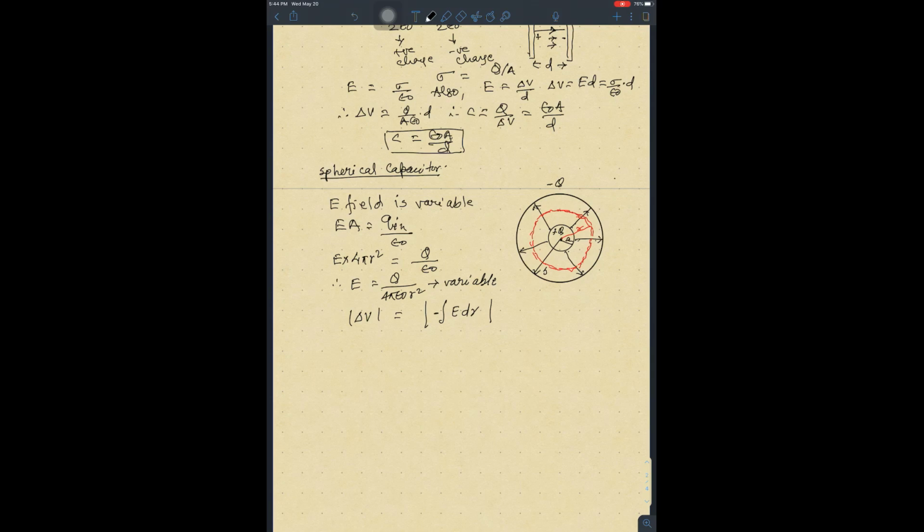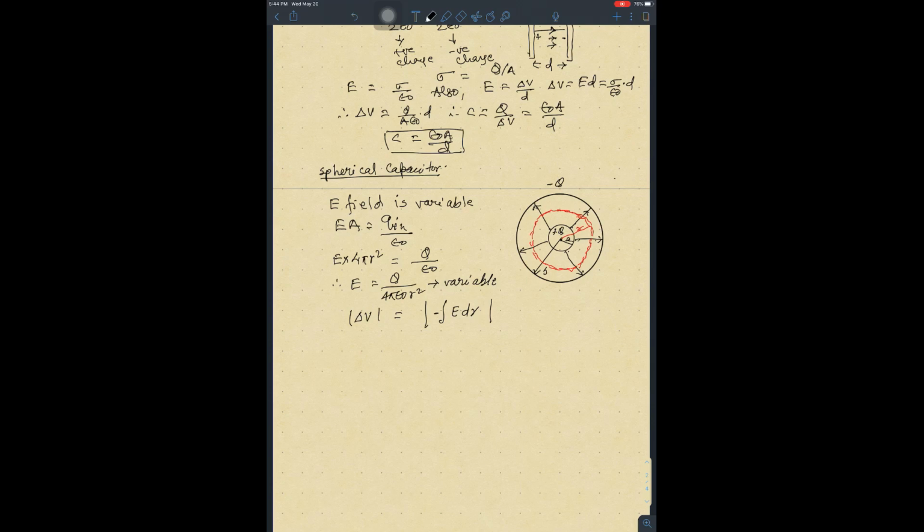If positive charge is given to the inner sphere, the direction of electric field is from inward to outward. If you are giving positive charge to the outer sphere, the direction of electric field is from outward to inward. The capacitance will remain the same. The only thing is that we are taking only the magnitude.